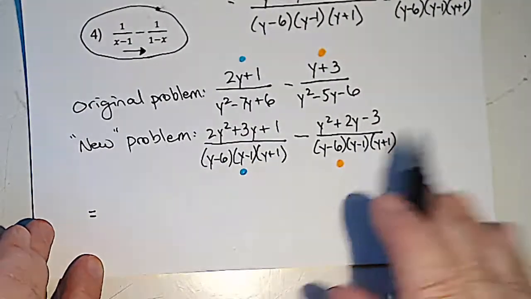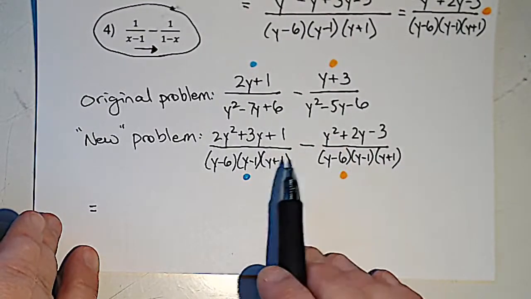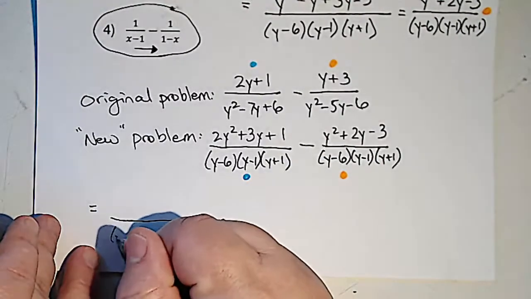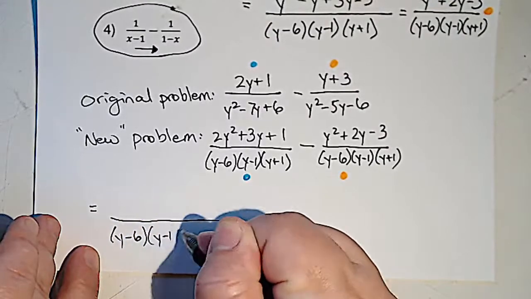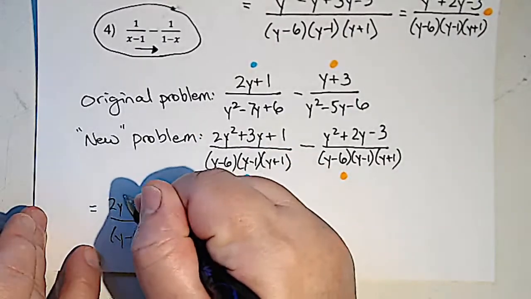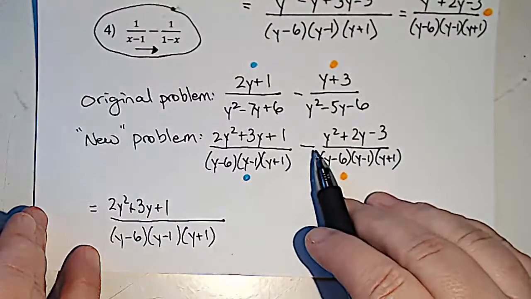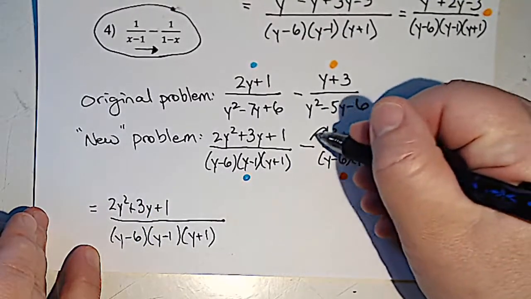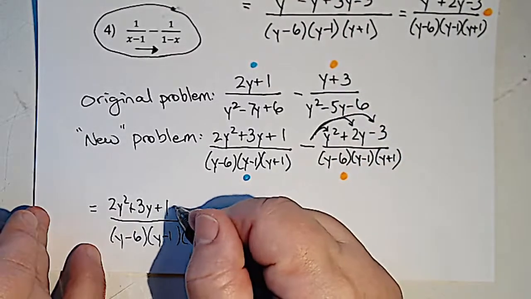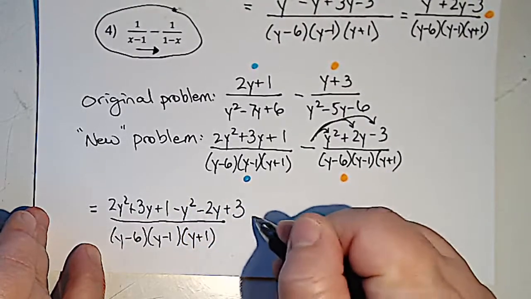Remember that when we're subtracting two fractions, the denominator stays the same. Addition and subtraction, the denominator stays the same. y minus 6, y minus 1, y plus 1. The first one stays the same, 2y squared plus 3y plus 1. Now, what does the minus do? Remember, this is going to get distributed all the way through. The minus is going to go all the way through. So we're going to get minus y squared minus 2y plus 3.